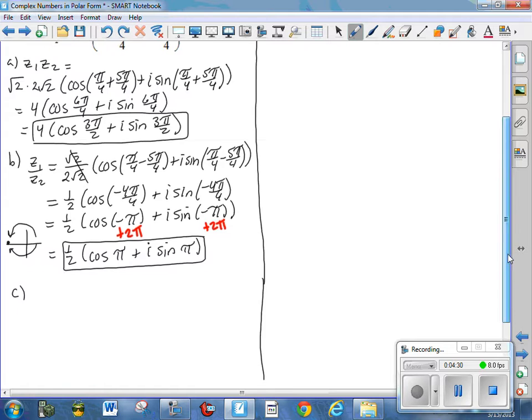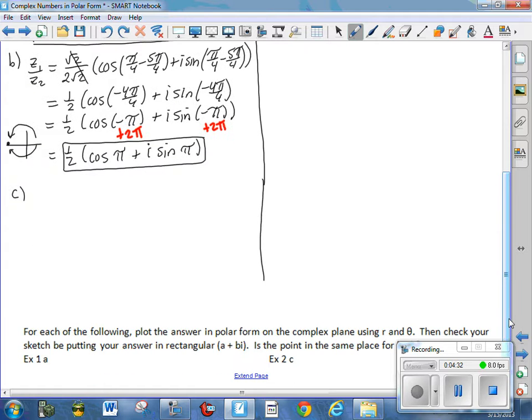Bring down my line here. Part C. Thankfully, part C doesn't quite take as much room. Part C is z1 squared, which means I square my r and I multiply my theta by 2. So r squared would be square root of 2 squared times cosine of 2 times pi over 4 plus i sine of 2 times pi over 4.